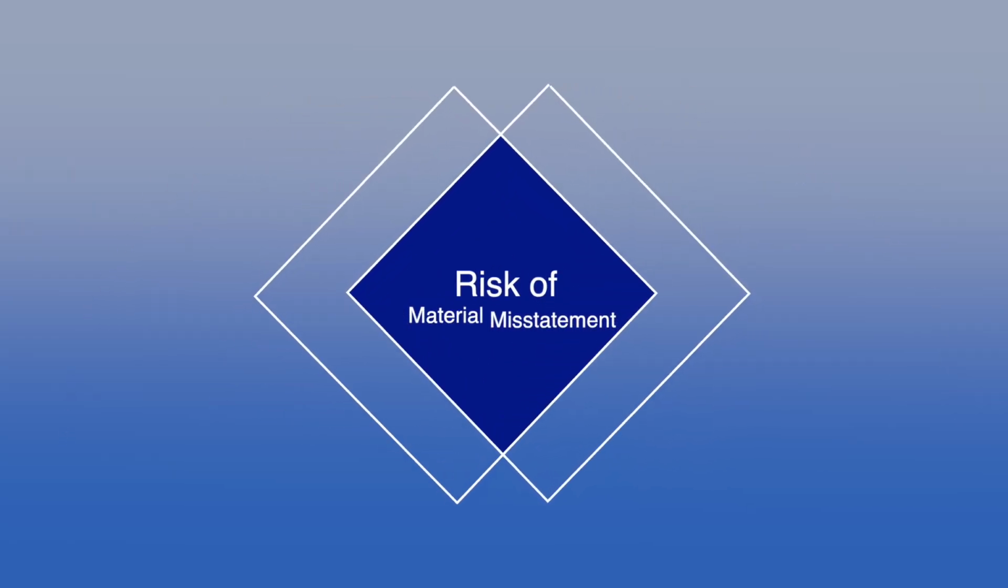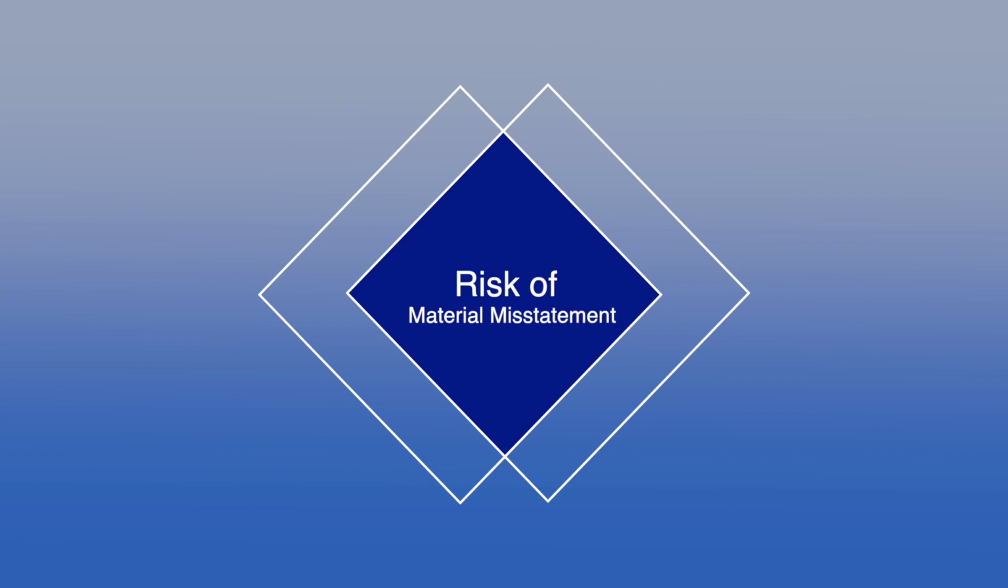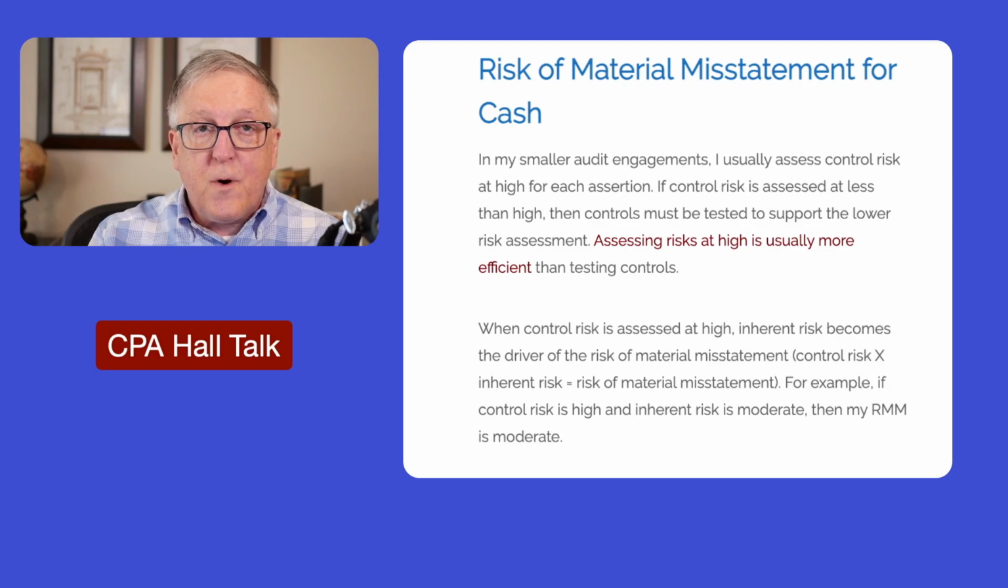As you know, the risk of material misstatement for any area is computed by the inherent risk times the control risk equals the risk of material misstatement. Quite often, auditors will assess the control risk at high after they do their walkthroughs because it's just more efficient to do so. But if control risk is high, then your inherent risk assessment is going to drive your risk of material misstatement. Most often we see that existence, accuracy, and cutoff come into play.